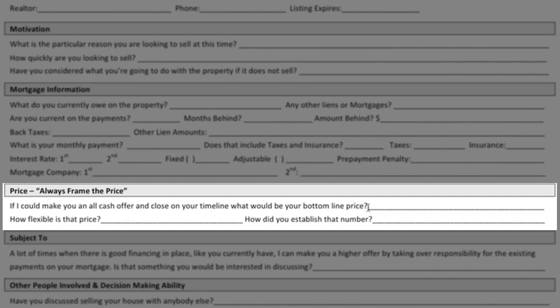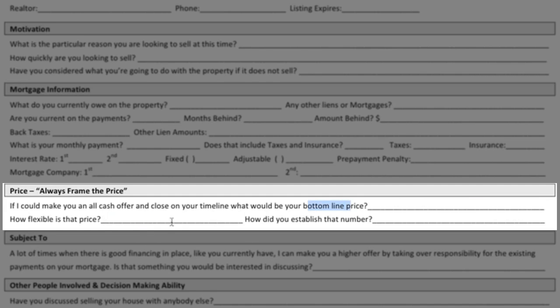I want to work up, right? Now, if you're not getting anywhere in this questioning, then you just come out with this question right here. If I can make an all cash offer, which is very different from what are you looking to sell the house for, right? Because it's positioning your offer in a good light, right? If I can make you an all cash offer and close in your timeline, what would be your bottom line price? And so John, if John throws out a number, let's say he throws out $180,000 would be my bottom line. I'd say, John, how flexible is that price?